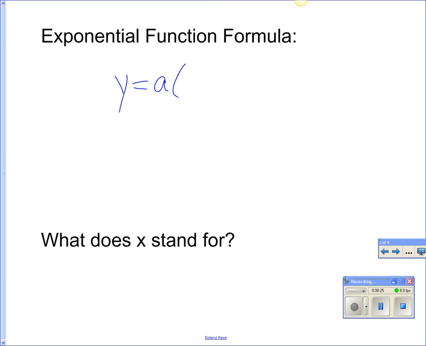Parentheses. 1. Very good. Plus or minus. Wow, very impressed. R. And the x goes up high.